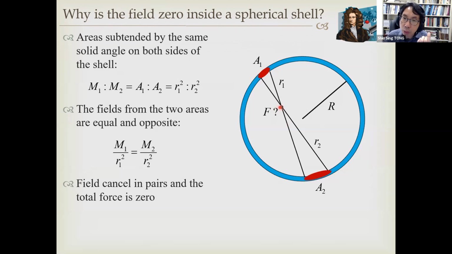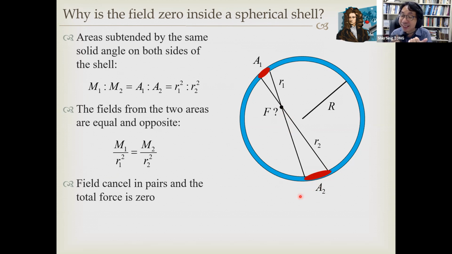Suppose I draw two small, narrow cones in opposite directions. This cone originates at this point with a small angle, diverging, and eventually it goes to the shell and intercepts the shell at a small area. I call this area A1. In the opposite direction, there's another cone with the same solid angle, and it intercepts the shell at another area, which I call A2.